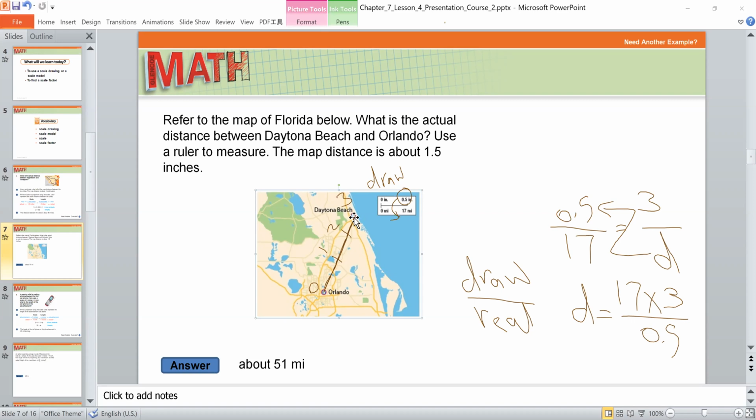We will make that again now. I will make 0.5 over 17. This over this is equal to the distance between the two cities, which is 3. This is the drawing over the real. After that, I will multiply 3 by 17 and divide by 0.5. It equals 102. So this one is equal to 102 what? Miles. Okay, my friend?